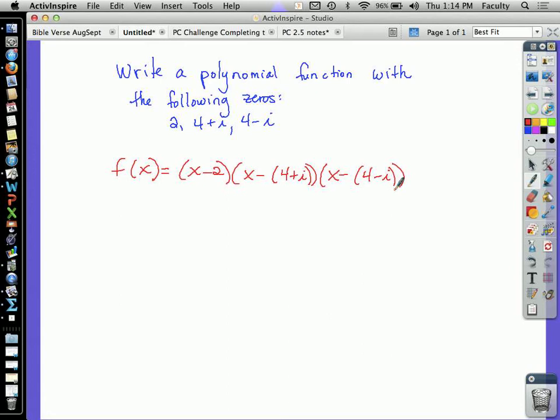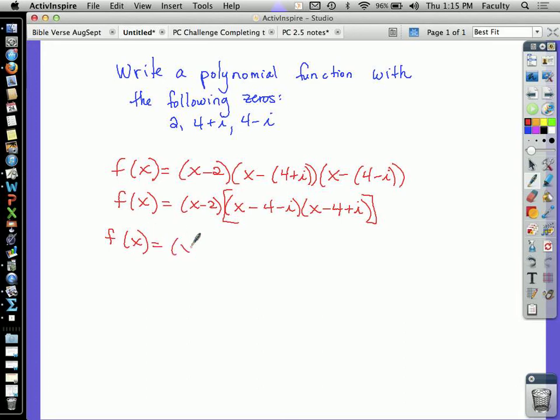Alright, so at first this is going to look a little bit scary, and then it's going to work out beautifully. So here we go. I'm going to tidy it up to be x minus 4 minus i times x minus 4 plus i. And you can only multiply two things at a time. So what I'm going to suggest is when you are multiplying the factors of complex conjugate zeros, you want to group those together because watch what happens. It's going to get ugly first and then turn out beautifully. So watch this.